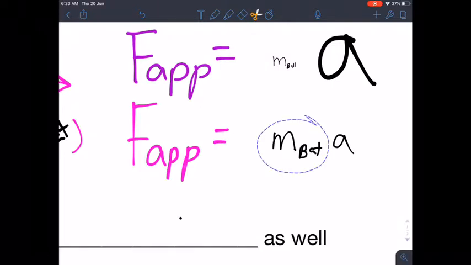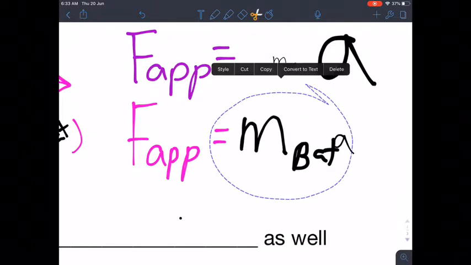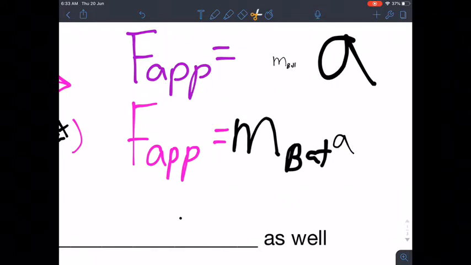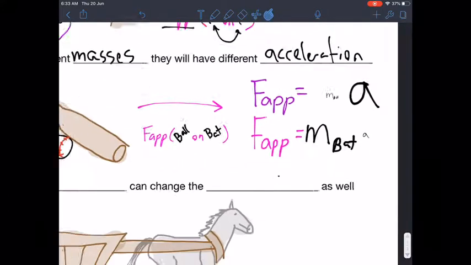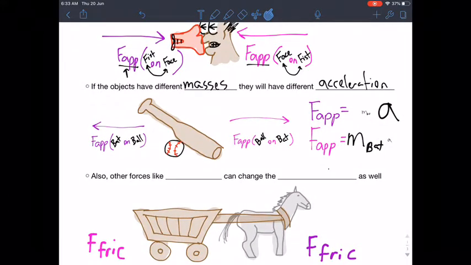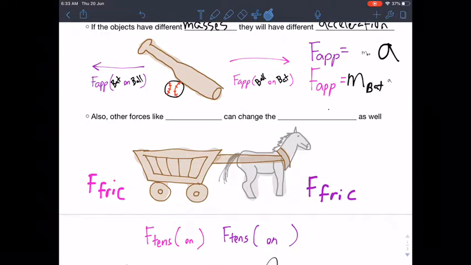The bat, on the other hand, has a relatively large mass, and so the bat has a relatively small acceleration. Okay, so one of the reasons that things might experience different accelerations in a collision is their mass, not that they have different forces. Notice the forces are still equal.